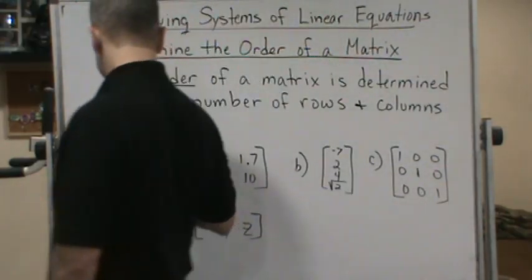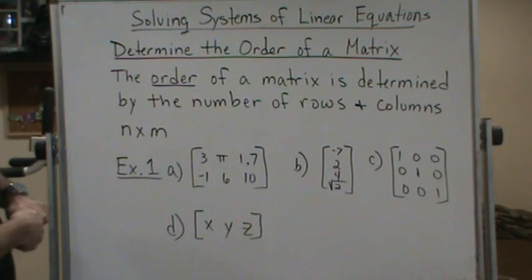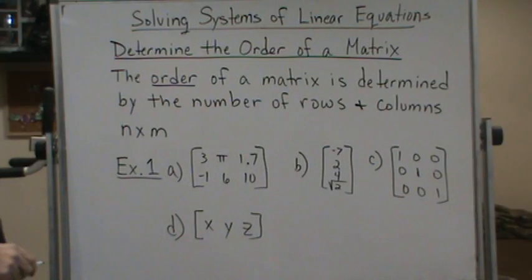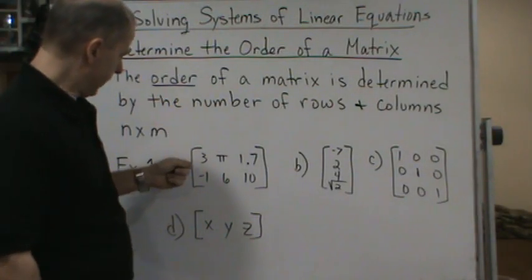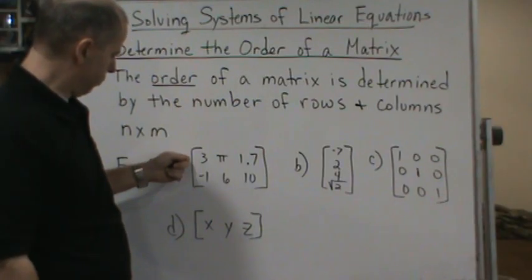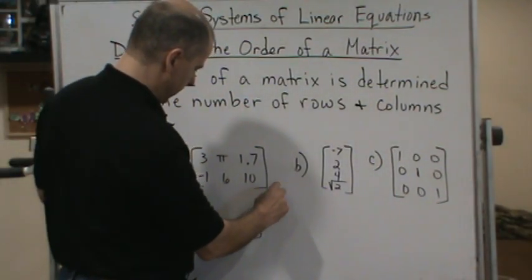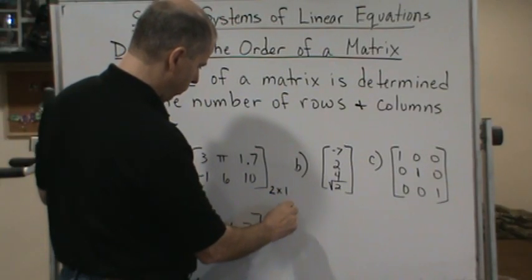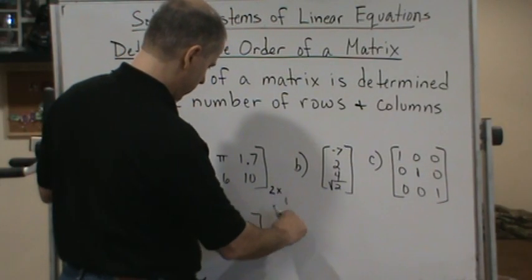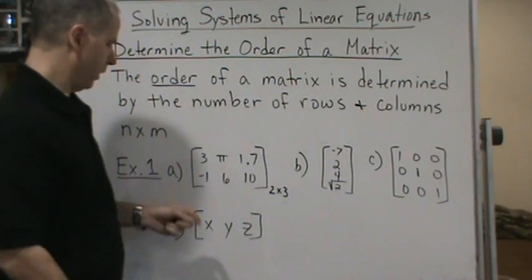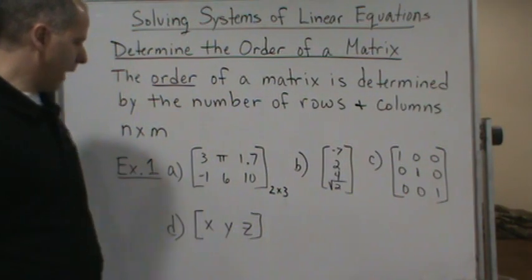So in this example here, all we care about is counting the number of rows and the number of columns. So this matrix here has 2 rows and 3 columns. So we would do a subscript here, which would be a 2 by 3. Right? 2 rows, 3 columns.